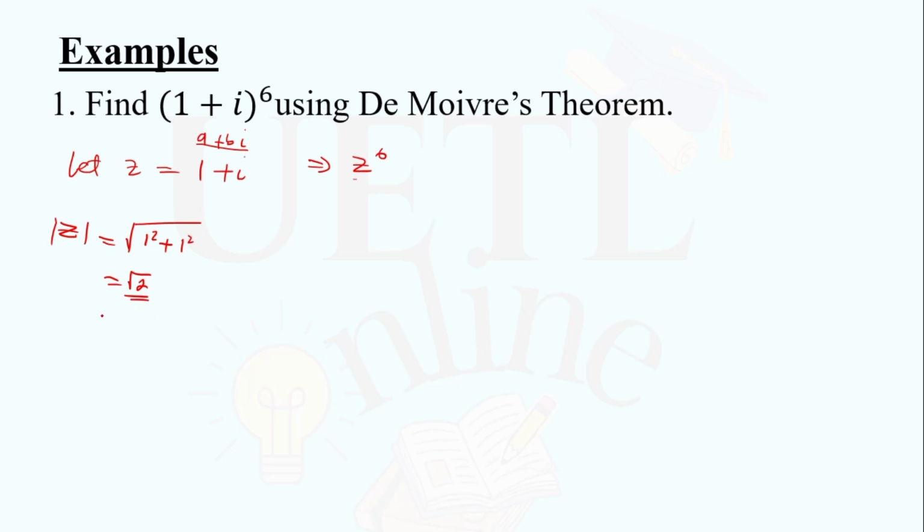After finding our modulus, we just have to find the argument. We have to find alpha first. Finding alpha, we say arctan of b over a. In this case, b is 1 and a is 1, so it becomes arctan of 1 over 1. You're going to get 45 degrees. So this is our alpha.